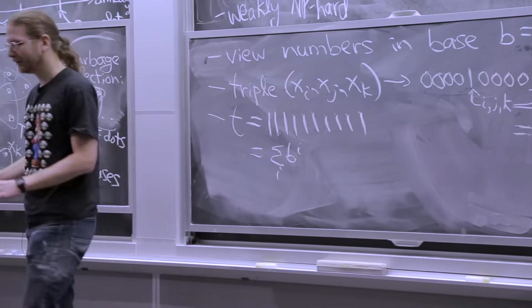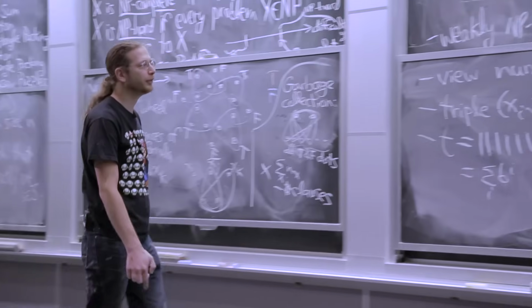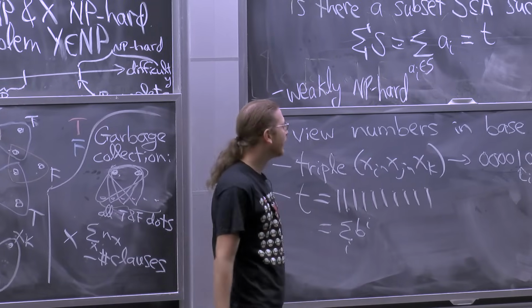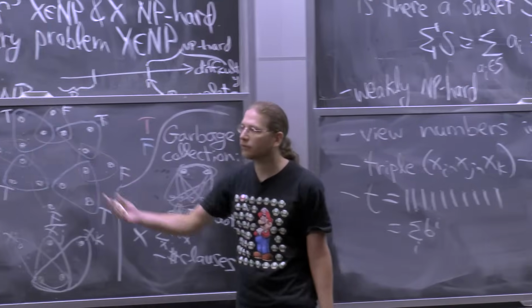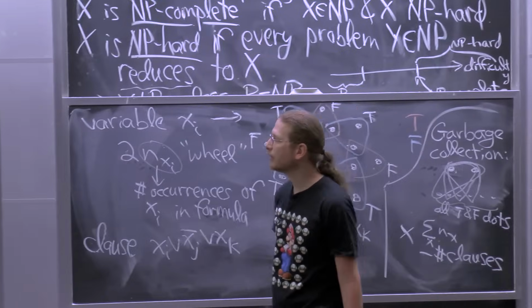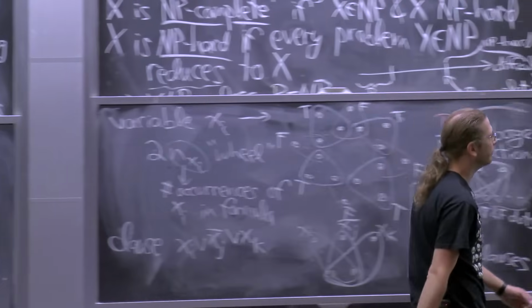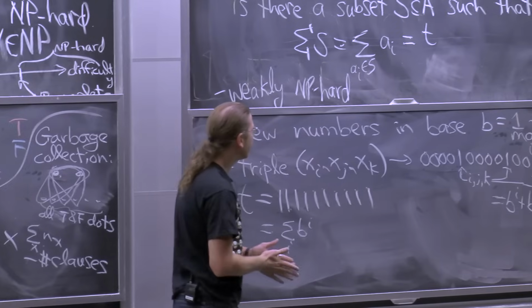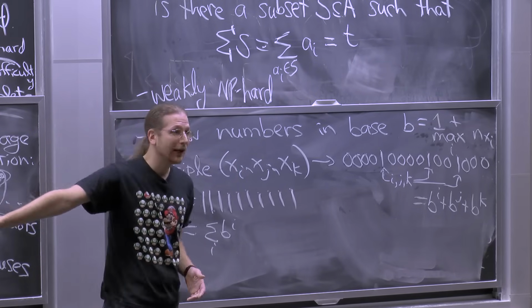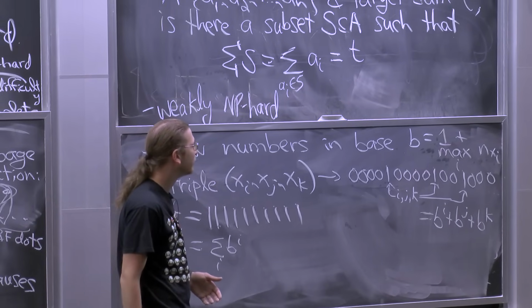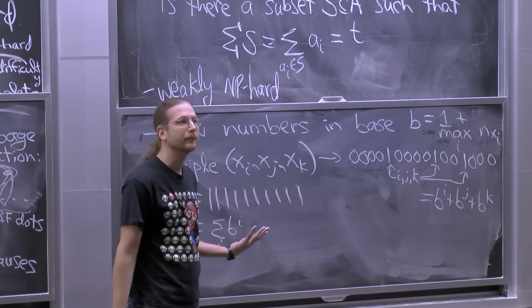OK, good. Now, why do I call this weakly NP-hard? Because these numbers are giant. If I have n elements in x, y, z over there, I guess here they're called x_i, y_k, z_k. Sorry, maybe I should have called them that here. Doesn't matter. If I have n of those elements in x union y union z, the number of digits here is n.